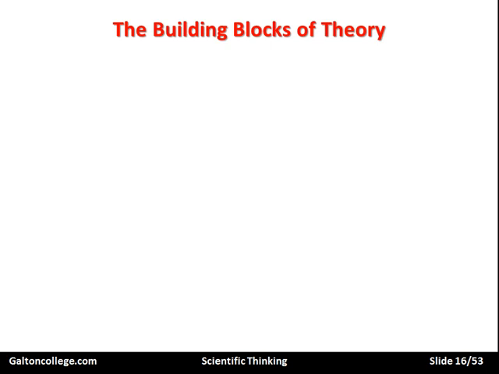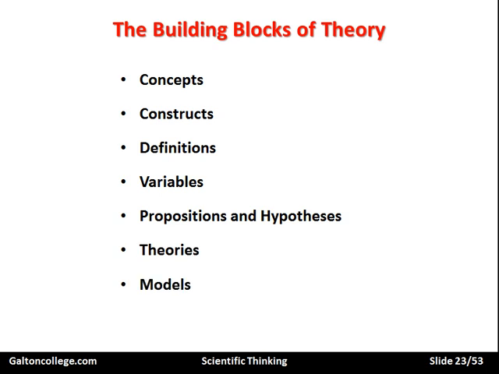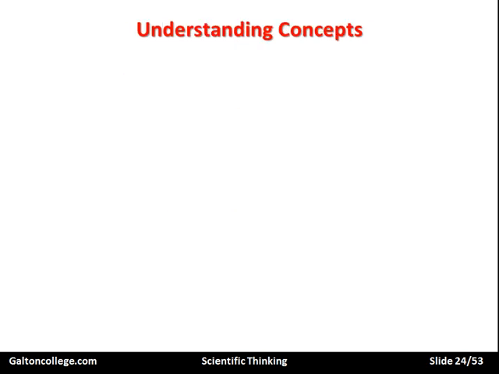Now, the building blocks of theory. Well, first of all, we have concepts. Then we have something called constructs. We have definitions. We'll talk about these later. We have variables. We have propositions or hypotheses. We have theories, models. So we have a whole variety of different building blocks. So let's look at some of these. Let's start with concepts.